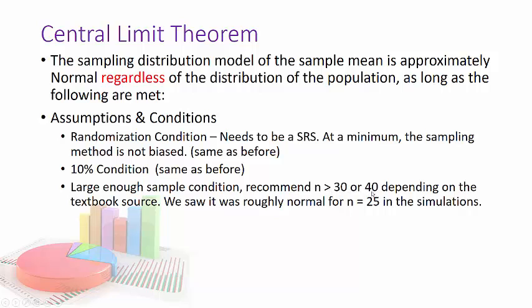I recommend n is greater than 30 or 40, and that depends on your textbook source. Barron said 30. Others said, well, it could be 40. Your textbook refuses to give you a number. And we saw it was roughly normal when we did 25. So don't take these as hardcore numbers, but you've got to be getting close to 50. 10 is definitely not big enough.